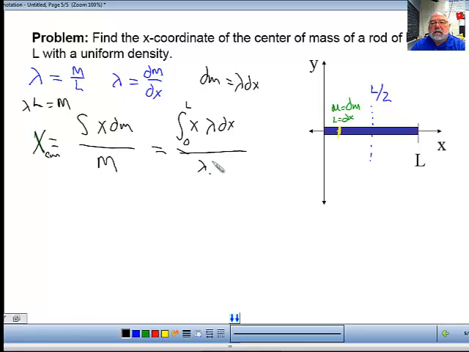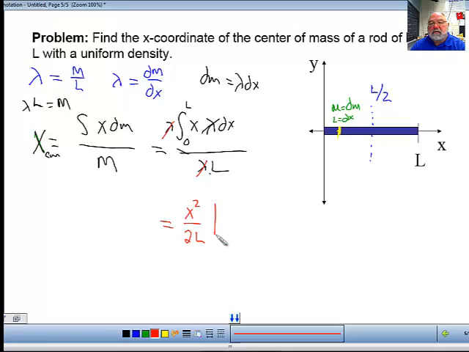Lambda L. Okay, so uniform density means that lambda is a constant. Okay, so I can take lambda outside the integral. I can cancel them both out because they appear top and bottom. And now I'm left with a fairly simple integral. So the integral of x with respect to x is x squared over 2.